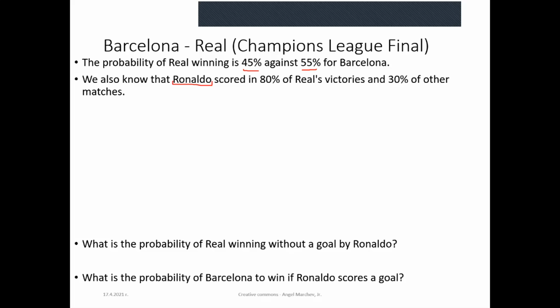Ronaldo scored in 80% of Real victories. So 4 out of 5 Real victories, Ronaldo has scored. Well, it seems logical. Ronaldo used to be one of their best players. So if he scores, there is a good chance that Real Madrid would win, right? And Ronaldo has scored in 30% of all the other matches where Real didn't win. So this is what we have as an additional test, additional information.